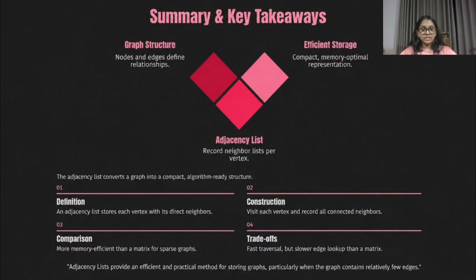The most important takeaway from today's lesson is this. An adjacency list stores only the actual connections in a graph, making it one of the most memory efficient and practical graph representation techniques available. As you continue learning data structures and algorithms, you will discover that many famous graph algorithms rely heavily on adjacency lists. So understanding this concept now will make future topics much easier to learn.